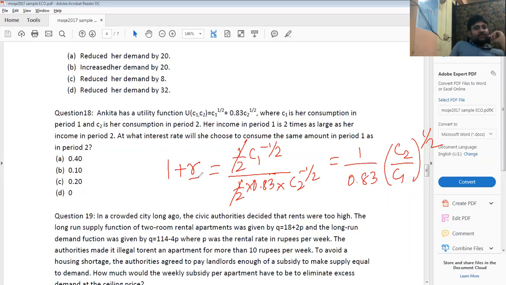I need to find out the interest rate so that she consumes the same amount in period 1 and period 2. Same amount in period 1 and period 2 means C1 is equal to C2. So C2 by C1 cancels out and I get 1. So 1 plus R is equal to 1 by 0.83. I just have to find this. So R is equal to 1 by 0.83 minus 1, and you get the answer approximately as 0.2. That's the answer. Okay.